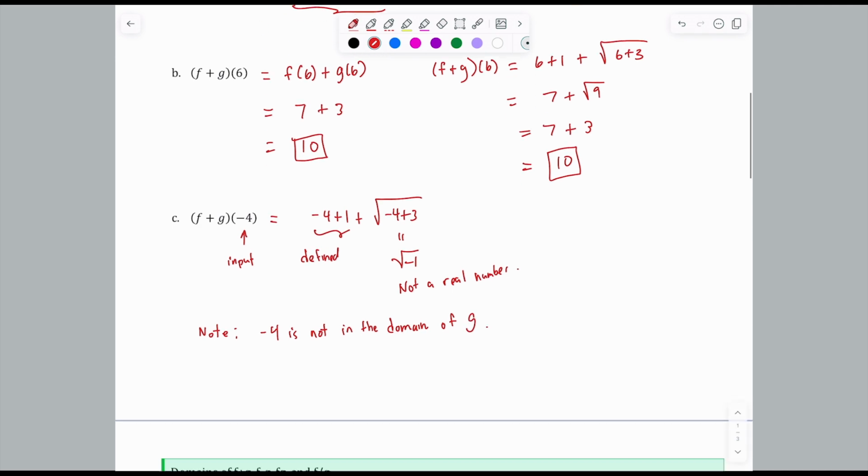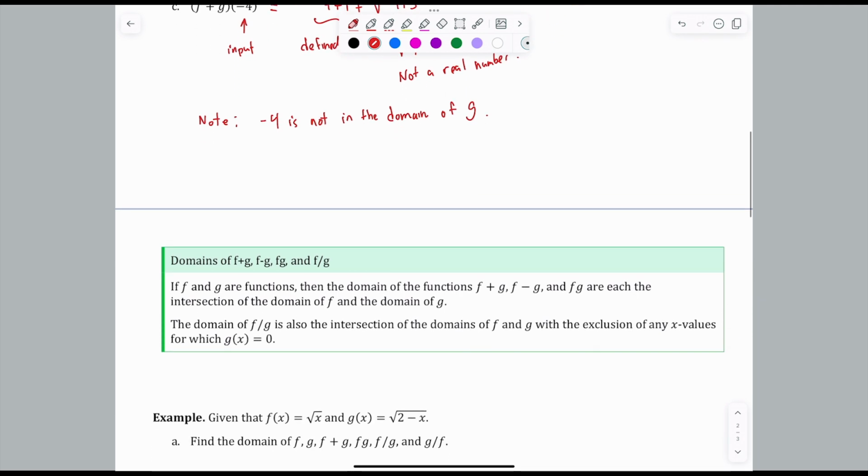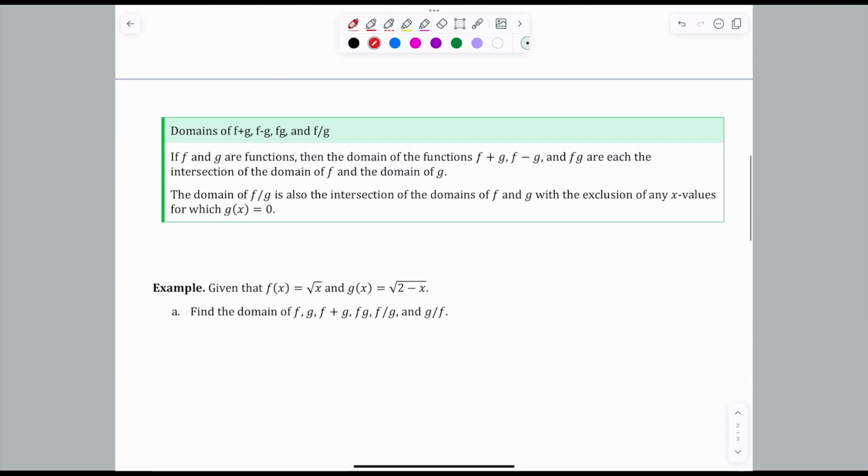All right, continuing on with that concept of domain. Well, domains of the sum and difference and product and quotient, you got to be careful, as we saw with part C here, the previous example. But if we're looking for the domains of these functions, then how do you find them? Well, if f and g are functions, then the domain of the functions f plus g, f minus g, and f times g are each the intersection of the domain of f and the domain of g.